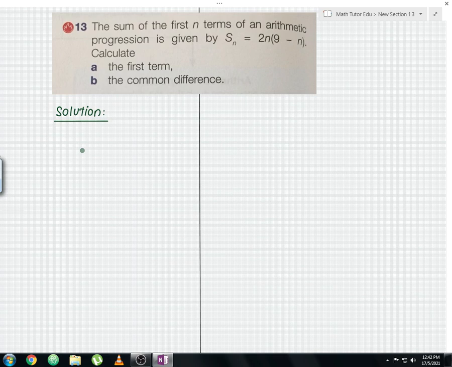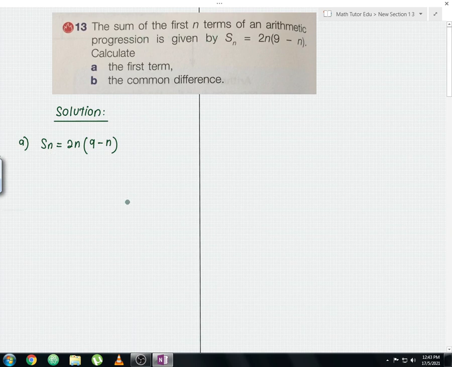Let us begin our discussion for the question part A, where they ask us to find the first term. Okay, so from here let us begin. Let us write down the equation given by the question, where Sn is equals to 2n(9 minus n). For your information, Sn is also known as the sum of the first n terms, guys.